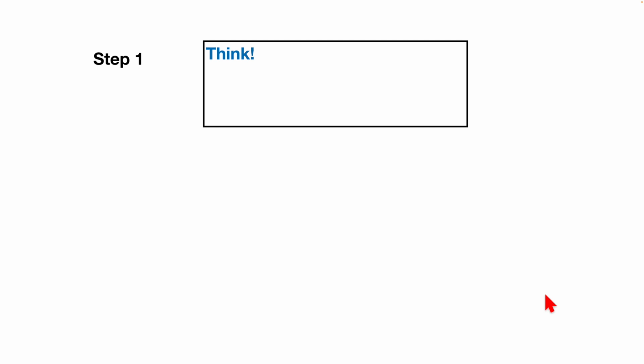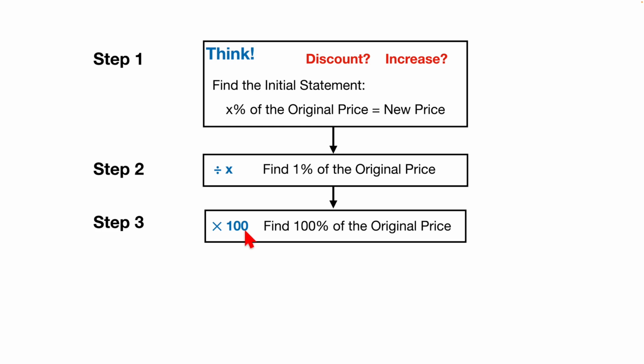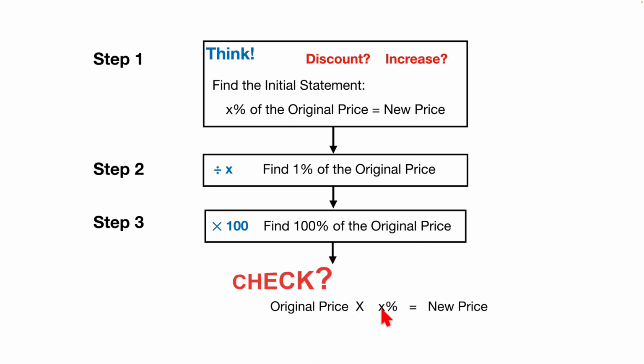What did we do? We had to think. Is there a discount or an increase? What has happened? And then we find the initial statement that X% of the original price equals the new price. This is 100% plus something if it's an increase, or it's less than 100% if there's been a discount or a sale. We then find 1% of the original price by dividing by X. And then we multiply by 100 to find 100% of the original price. And that's what we were after. And we can check it by saying the original price times this percentage change is equal to the new price.